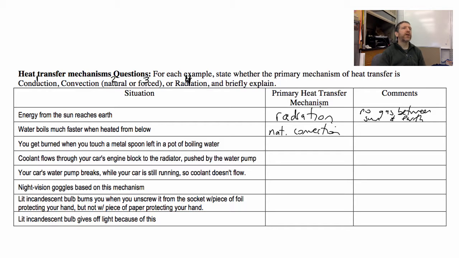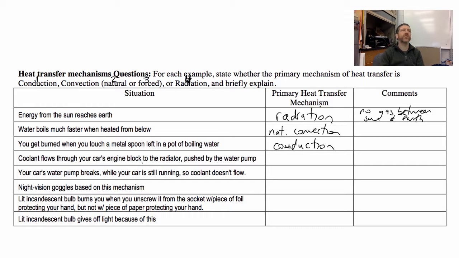Here's a better example. There's a spoon in an oven. You touch the spoon, you get burned. You put your hand into the oven, surrounded by air, you don't get burned. In fact, you go, wow, it feels nice. Which factor is that? Conduction. That is conduction. The heat can leave the spoon a lot easier than it can leave air.